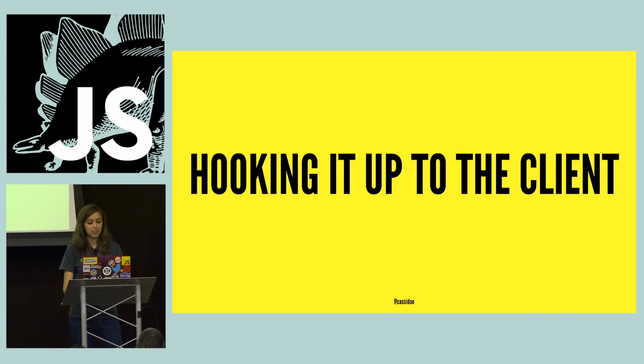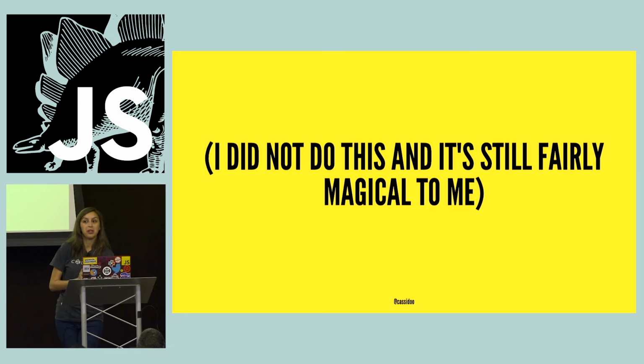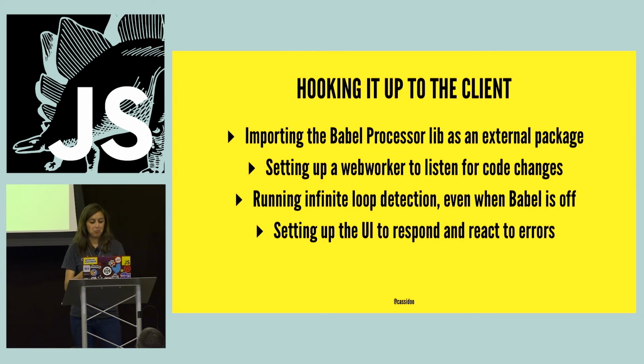And then after all of this, it was finally time to hook it up to the client. I did not do this part, but that's when I passed on the processor to another team. It was kind of magical. And I say another team, Codepen is 8 people. I passed it on to another person. But anyway, to hook it up to the client, it was a matter of importing the Babel Processor library as an external package. It was in a separate repo, and we installed it into the pen package.